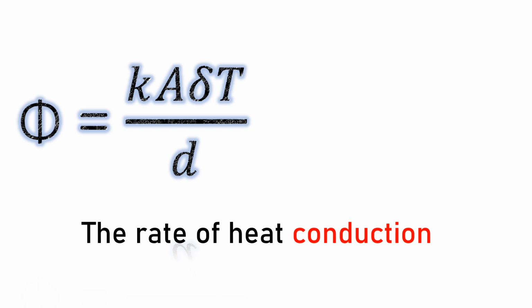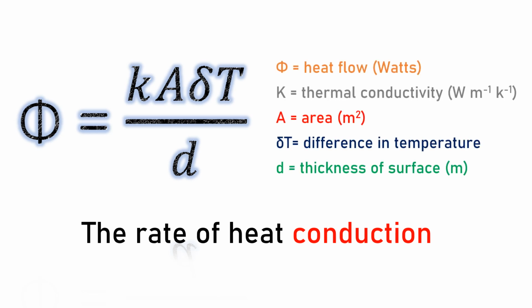Let's look at what each of the terms mean again. We get heat flow in watts, the rate of heat flow, which is what our equation will calculate. We have K, which is our thermal conductivity, A, which is the area, and delta T, which is our difference in temperature.